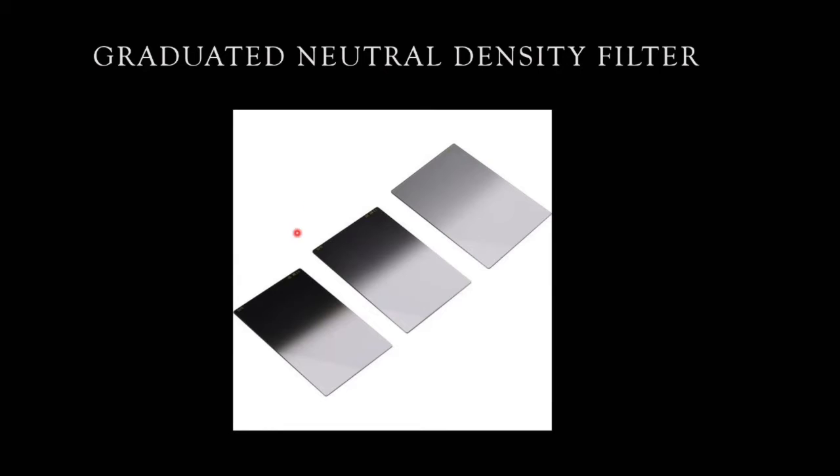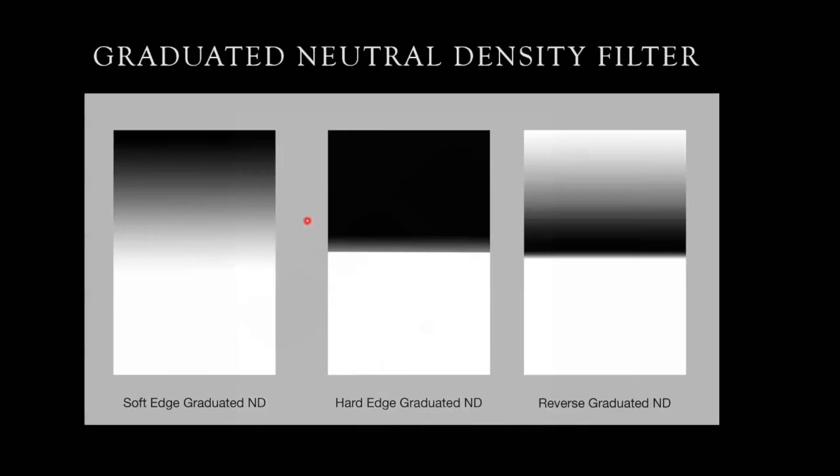They come in various strengths, and they also come with various cutoff points. This is a hard edge graduated ND filter, useful for landscapes which are flat, like the sea. Whereas the soft edge graduated filters are better used in mountainous terrain or where there's a tree top, where you don't want to cut off straight away. You want it to go down gradually.